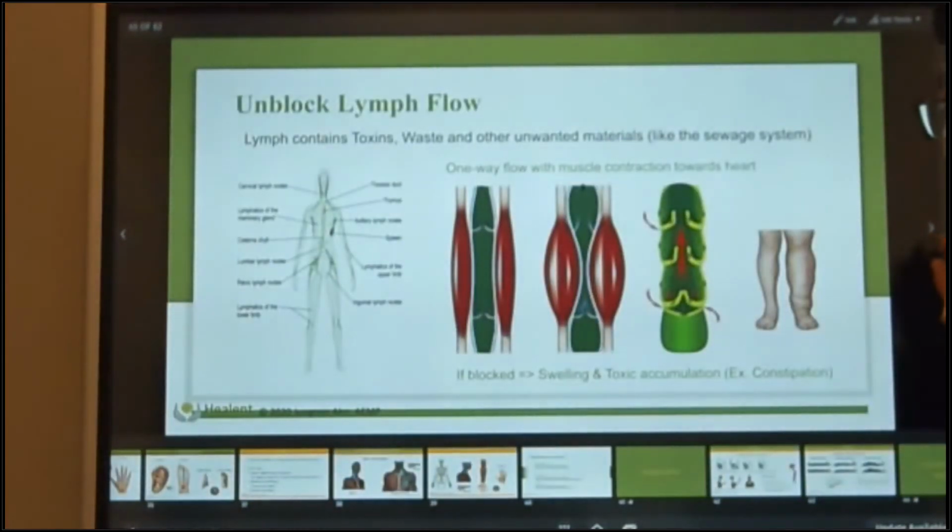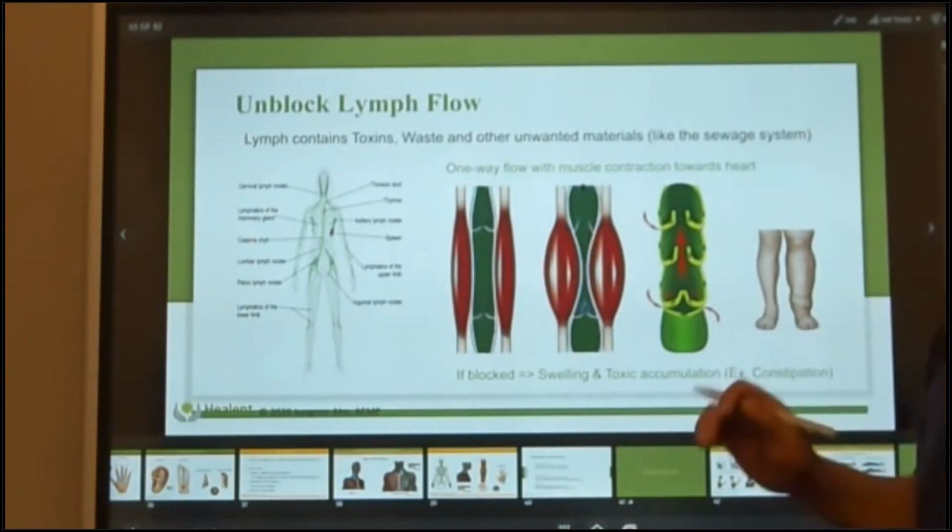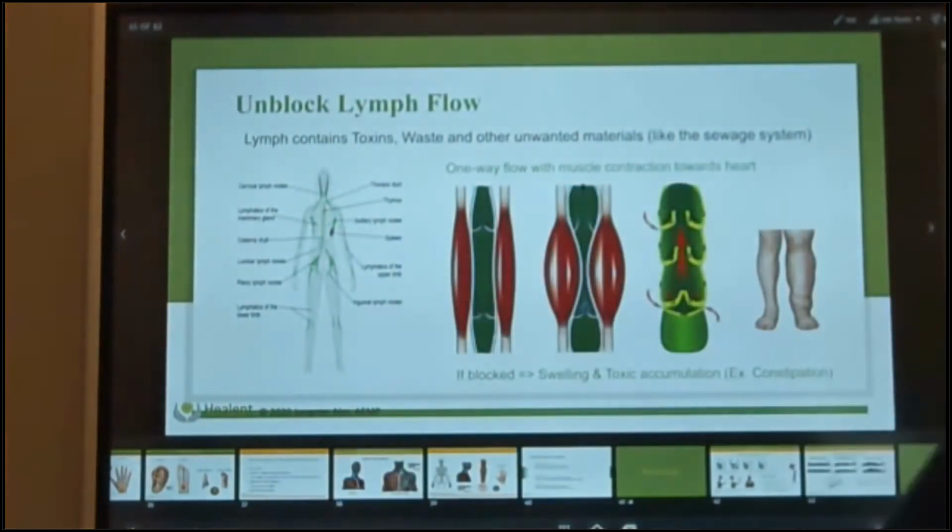So lymphatic drainage massage. There is a question. Sure. If the right side of the neck hurts, is it better to apply pressure to the spot that hurts, or a location on the arm, hand, or foot?